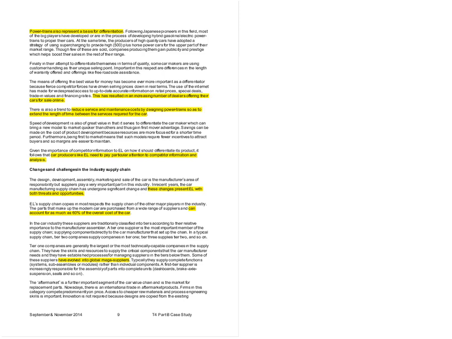There's a trend to reduce service and maintenance costs by designing powertrains, so extend the length of time between the services required by the car. Again, why do people put that in if there's not something? Car producers need to pay particular attention to competitor information and analysis. That, to me, flags that you might get a question about competitor information or product profitability.